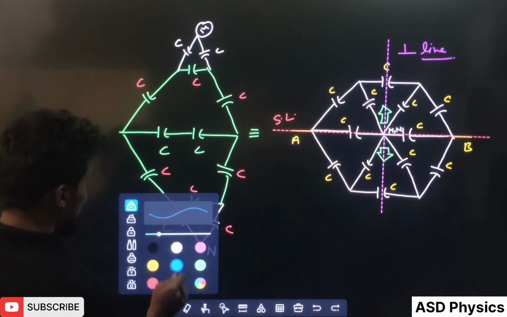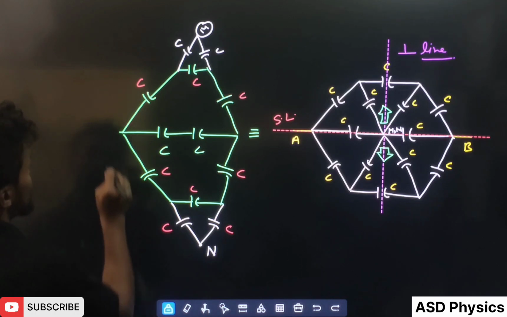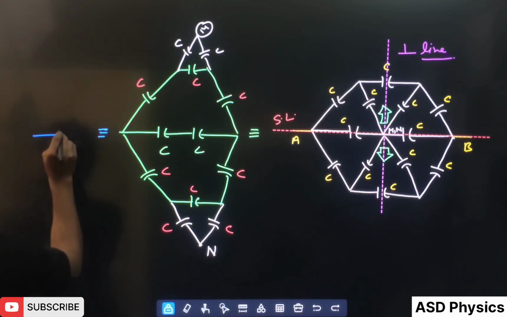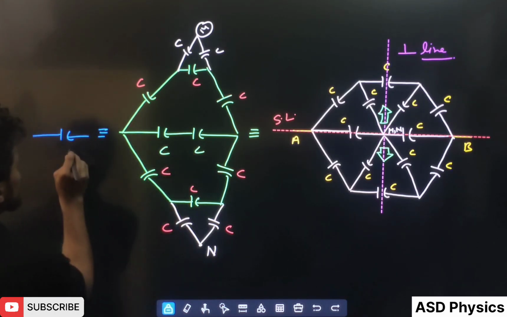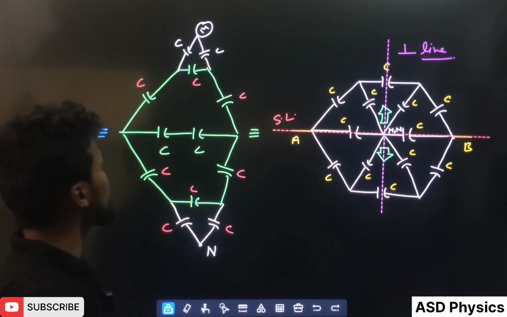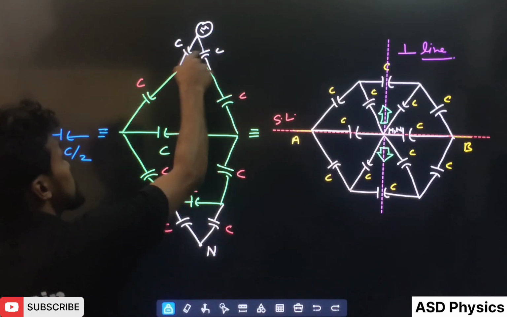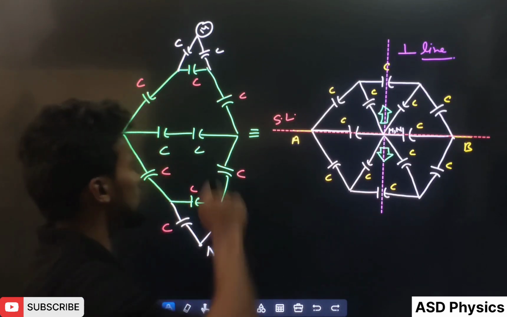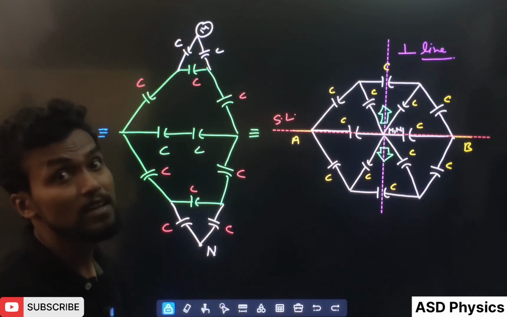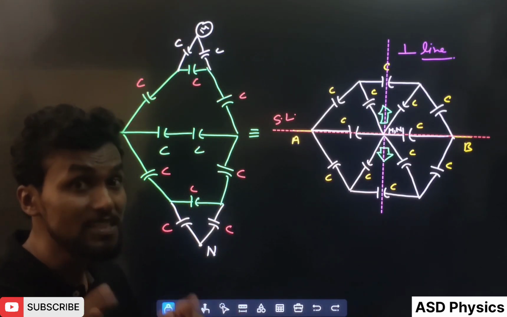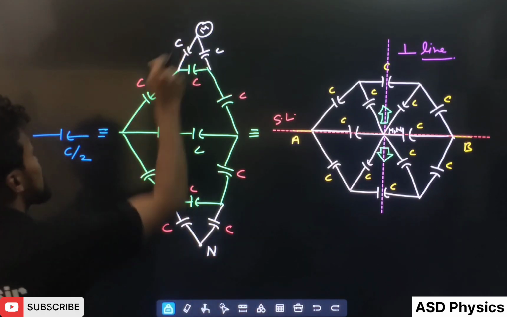Students, what will happen here if you simplify this somewhat more? This C and C are connected in series, giving C by 2. After that, this C and this C are in series, so how much? C by 2. Then C by 2 and this C are in parallel. So C by 2 plus C is how much? 3C by 2.